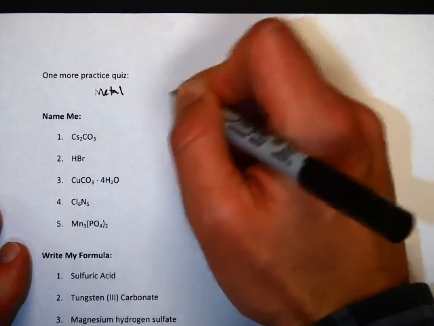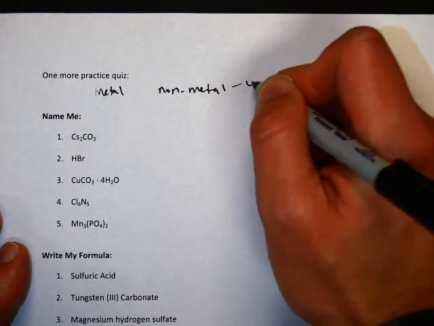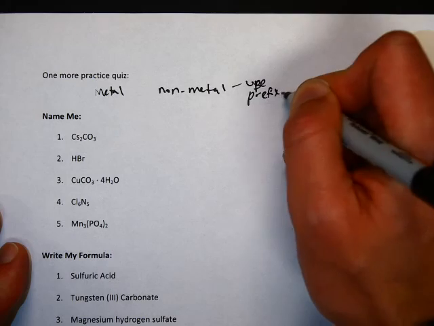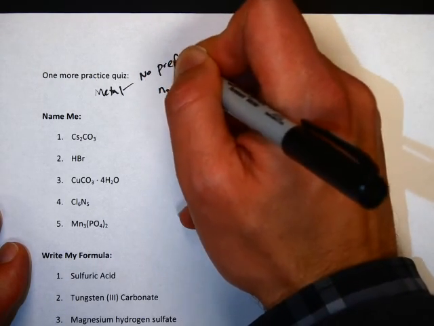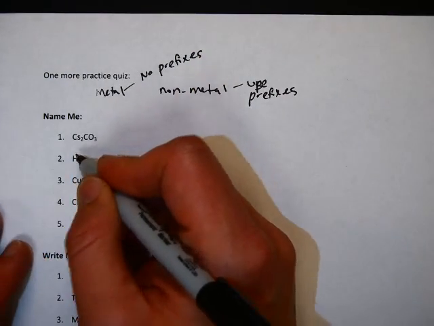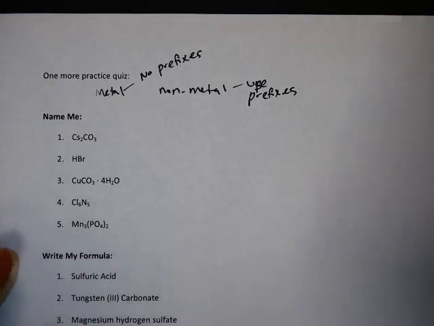So here are the answers to this set. First one, when you're naming, you're looking for a metal or a nonmetal. Nonmetal means that you should use prefixes. Metal means you do not use prefixes.